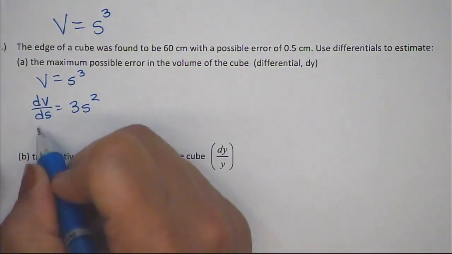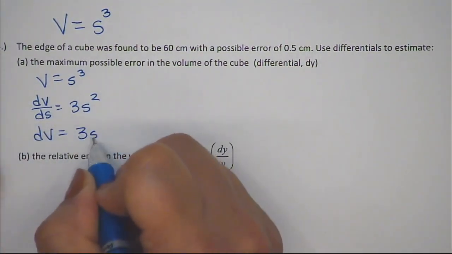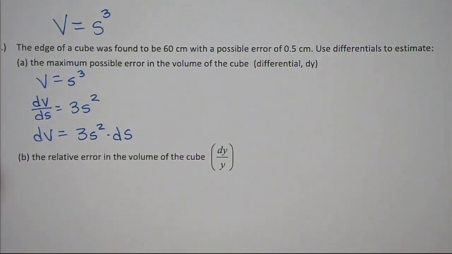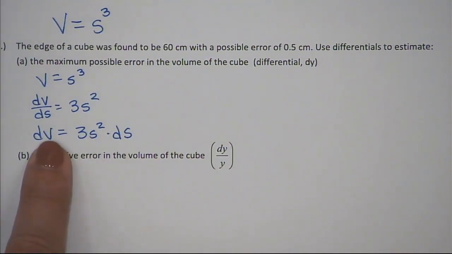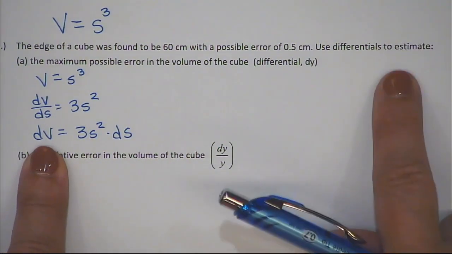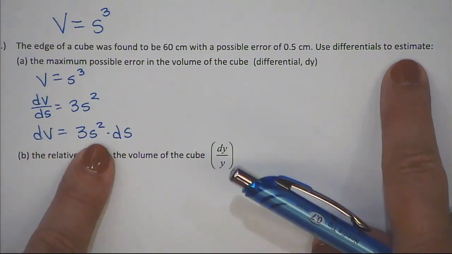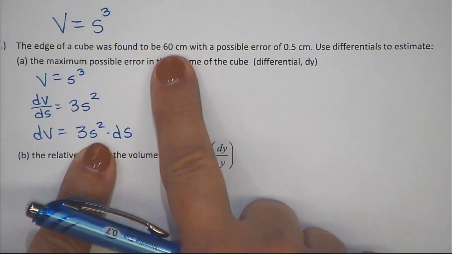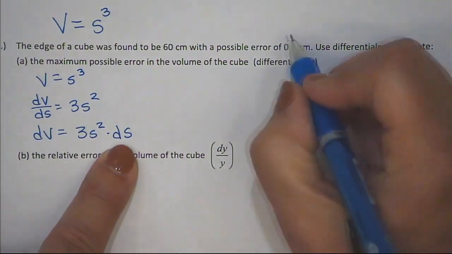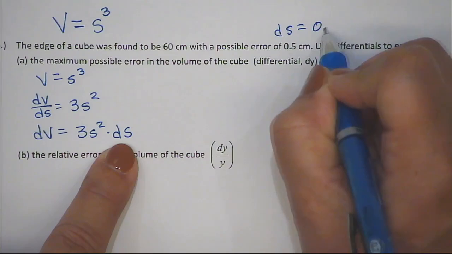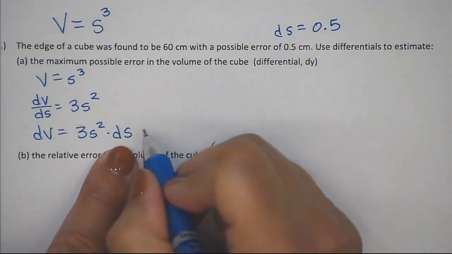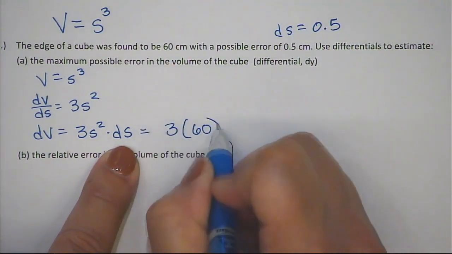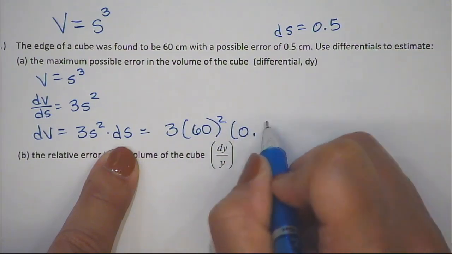So the differential, 3s squared times ds, okay? So this is the approximate change in volume. This is not exact, this is approximate, which is what they wanted us to do, estimate. So what are we going to use for our side? We started with 60, and what's the change? The change is your error, how much it's off by, right? So there's your change. So we're going to do 3 times 60 squared times 0.5.